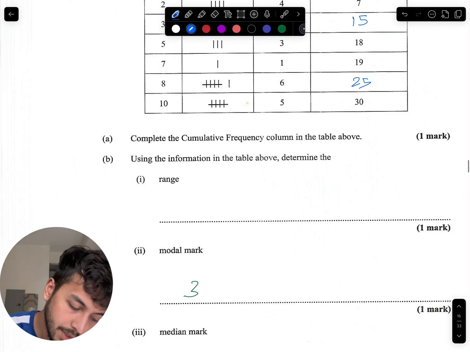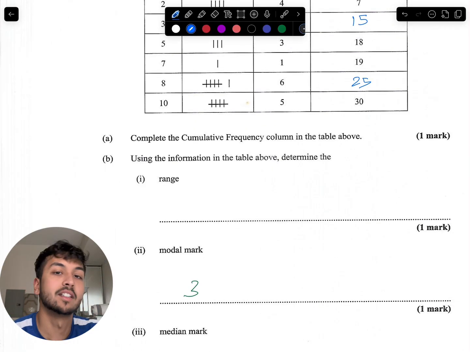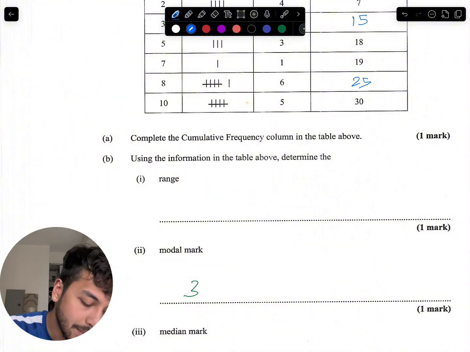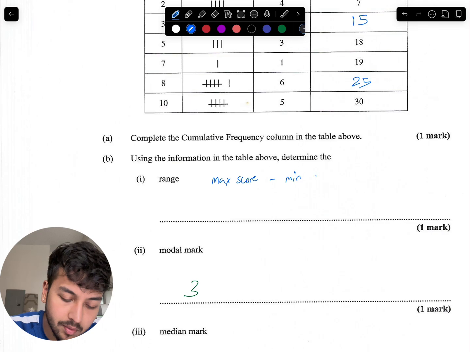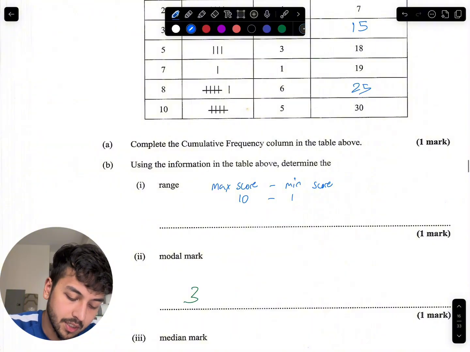Now they're asking part B, using the information in the table above, determine the range. So the range is the maximum score minus the minimum score. So that's 10 minus 1, yeah, which is 9.